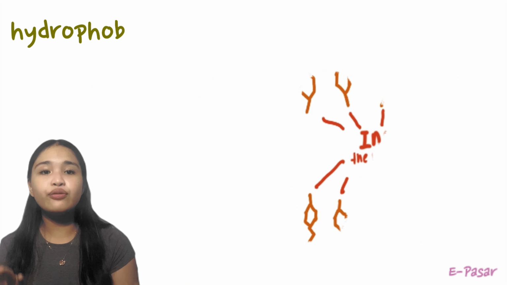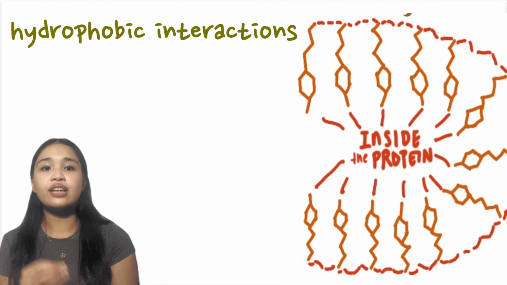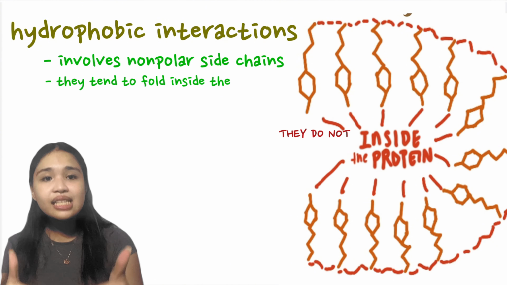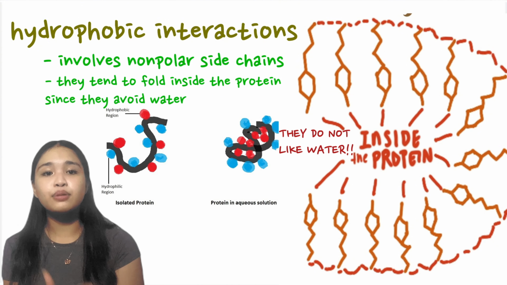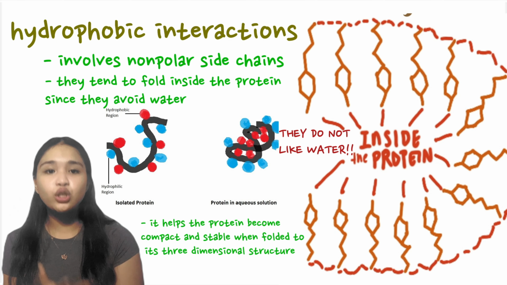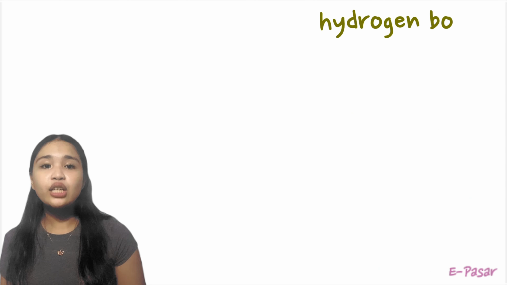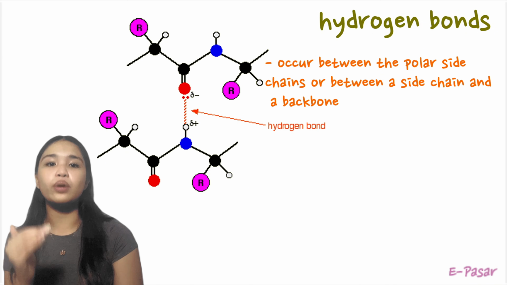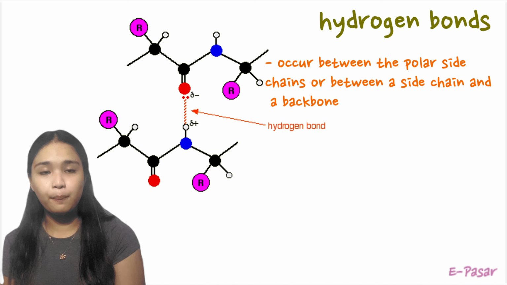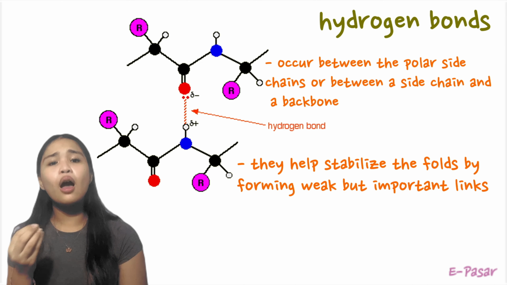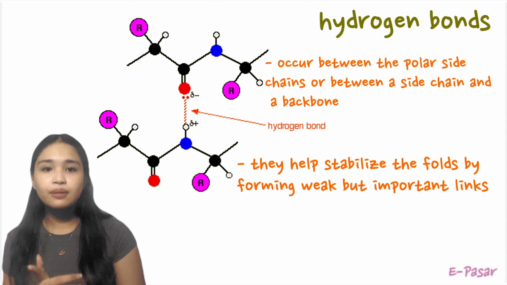First, we have hydrophobic interactions. These involve nonpolar side chains that avoid water by folding inside of the protein. This helps the protein become more compact and stable in its 3D structure. Next is hydrogen bonds. These occur between polar side chains or between a side chain and the backbone. They help stabilize the folds by forming weak but important links.